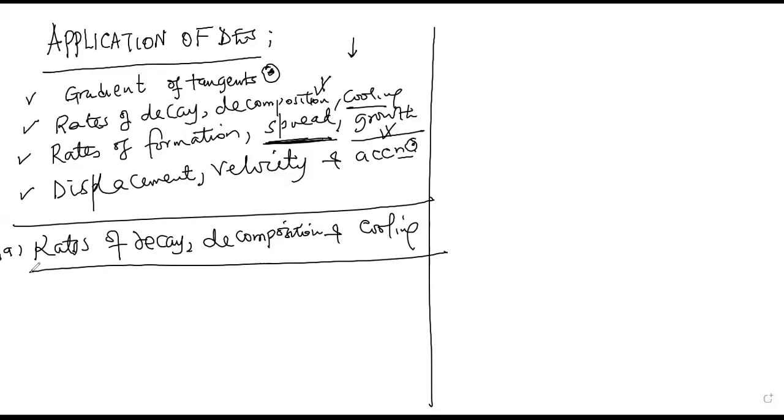Chemical kinetics somewhere, somehow, but let's talk in mathematical language. We are going to look at the rates of decay, decomposition, and the cooling. And I don't want to really waste any single minute, but rather start with the examples. Example number 1.